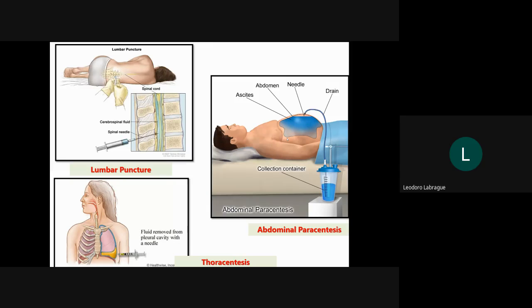In the peritoneal cavity, there should be no fluid. But if the patient has a problem, the fluid will abnormally collect in the peritoneal cavity. The process of checking the fluid content or taking fluid from the peritoneal cavity is called abdominal paracentesis. See this photo? A small needle is inserted into the abdomen and it is connected to a tube and into a container, and the fluid from the abdomen will be collected. This procedure is called abdominal paracentesis.